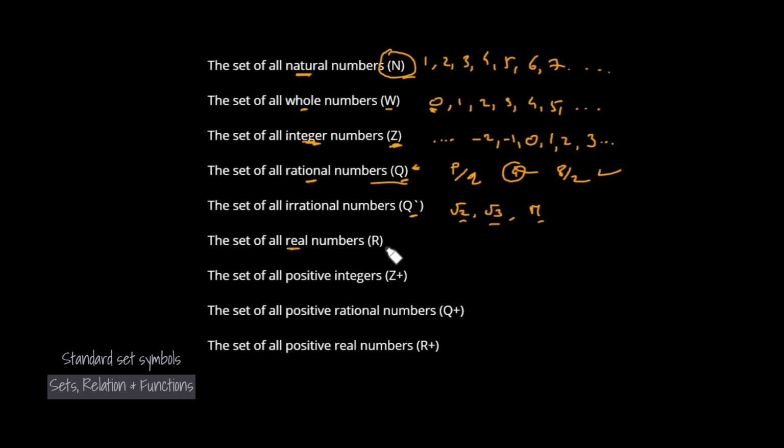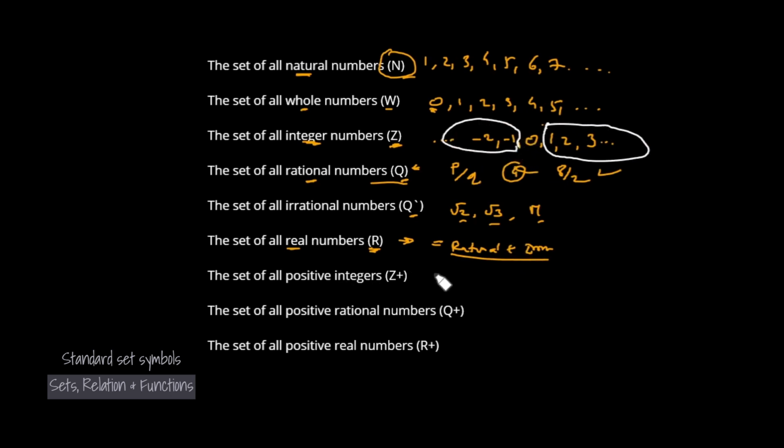For the real numbers, we know that rational numbers plus irrational numbers are collectively called real numbers, represented by the capital R. Now consider the positive integer numbers and the negative integer numbers on the number line. All the positive integers, 1, 2, 3 and so on, are represented by Z plus. All positive rational numbers are represented by Q plus. All positive real numbers are represented by R plus.